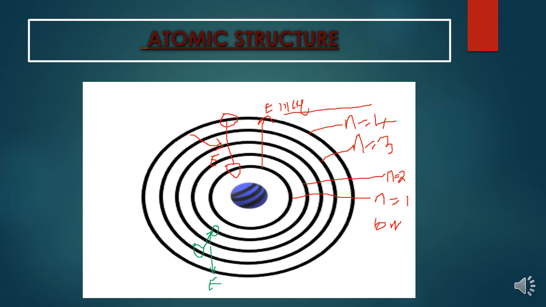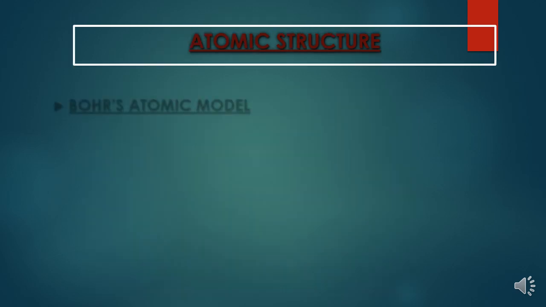So what happens is that if an electron loses energy, that energy will actually be negative. And if an electron gains energy, the energy is going to be positive. The energy of that electron that is gained will be positive, and the energy the electron has lost will be negative.